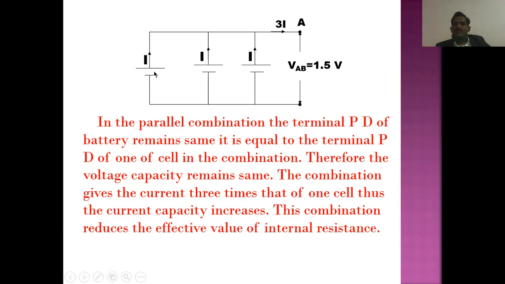So the potential difference of the first cell is 1.5, the second is 1.5, and the third is also 1.5. So the total potential difference across point A and point B will be 1.5 volt. There is no change in the potential difference, but there is a change in the current.